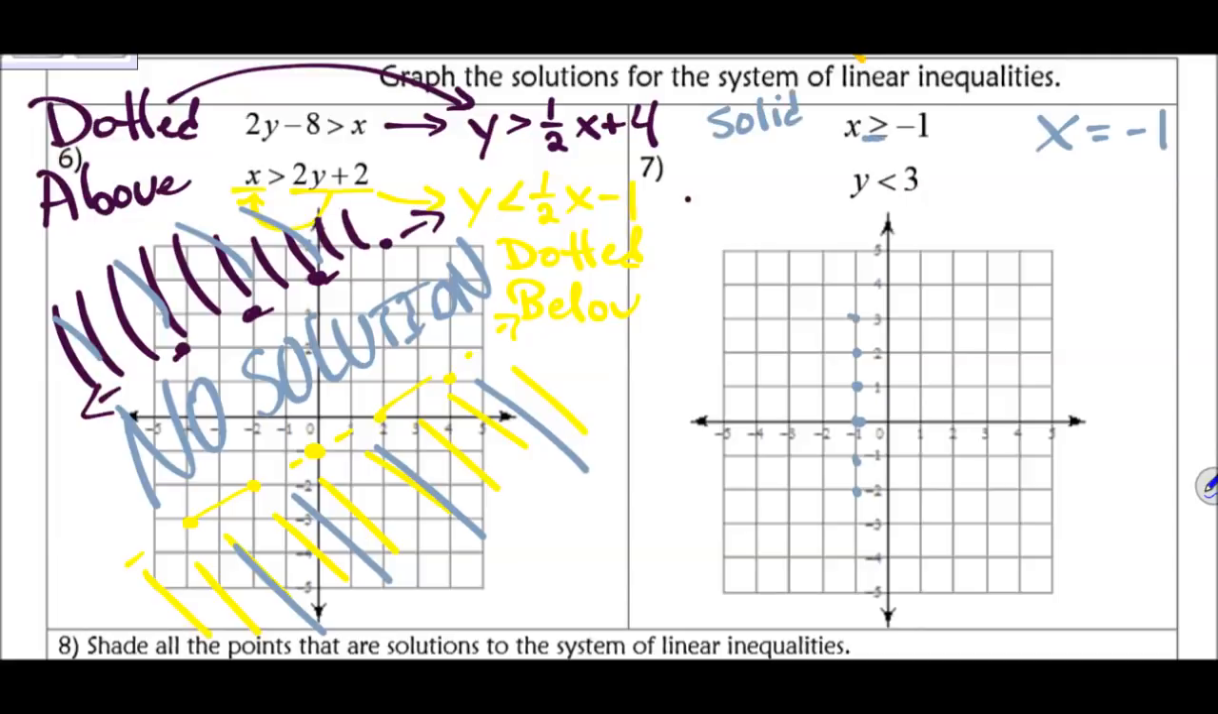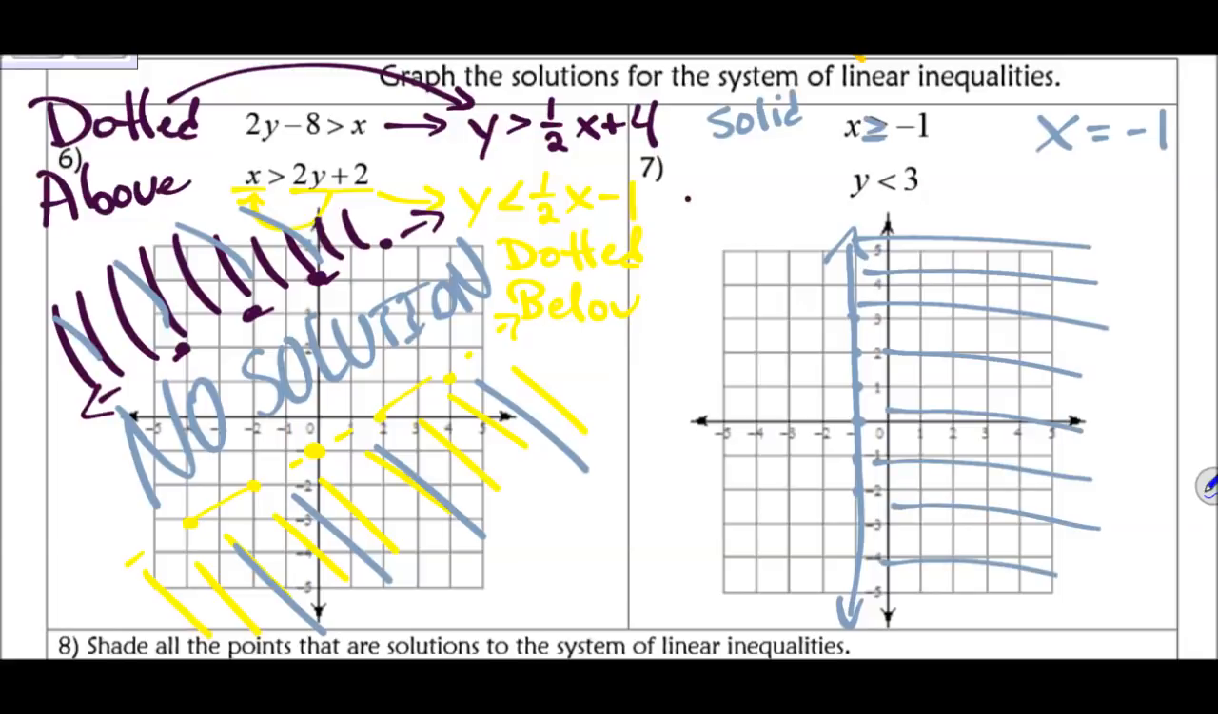And I'm going to shade to the right of it because it's talking about numbers that are greater than that x value, greater than -1 for an x value. Solid, and I'm shading to the right on this one.